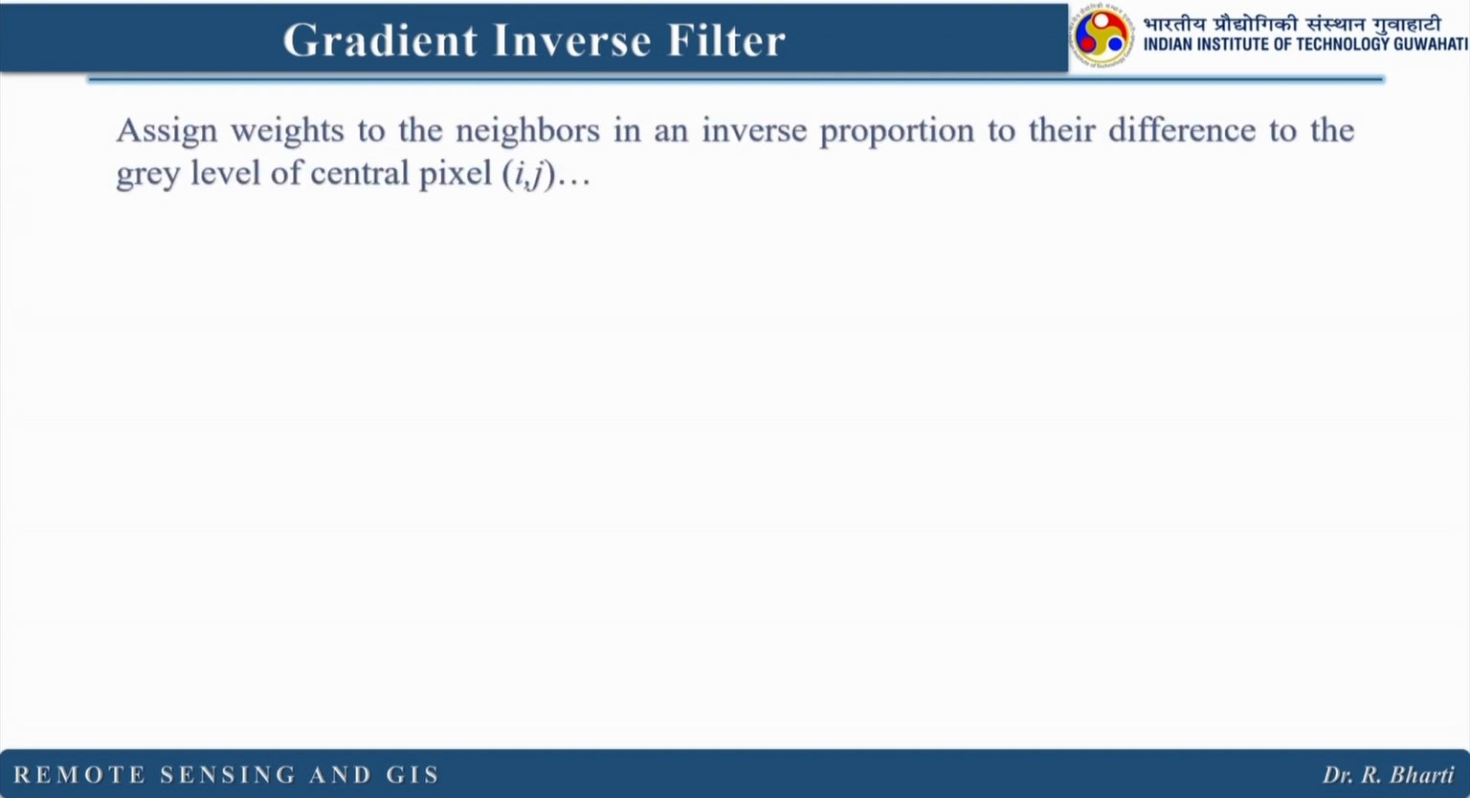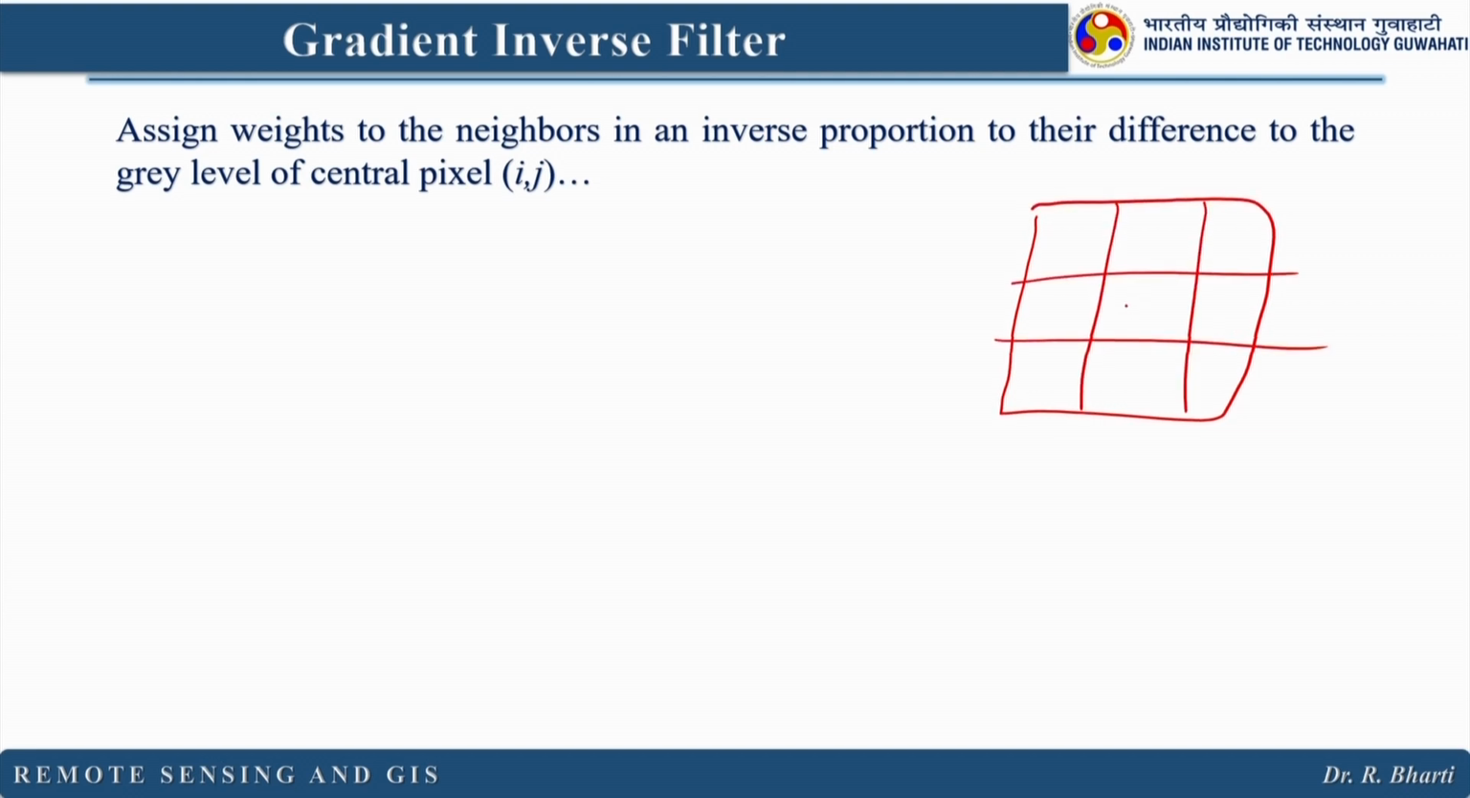Gradient inverse filter. It assigns weightage to the neighbors inversely proportional to their difference from the gray level of the central pixel. So suppose you have a 3 by 3 image, right, and the values are 10, 40, 20, 13, 16, 17, 80, 40, and 30, right. Suppose this is one example where you want to apply this gradient inverse filter.